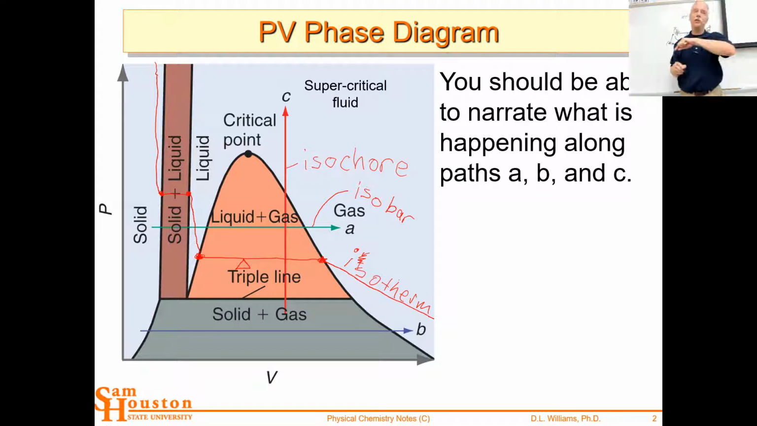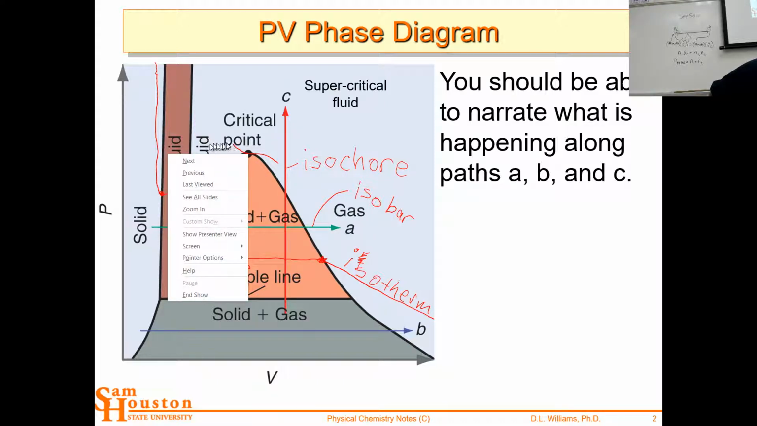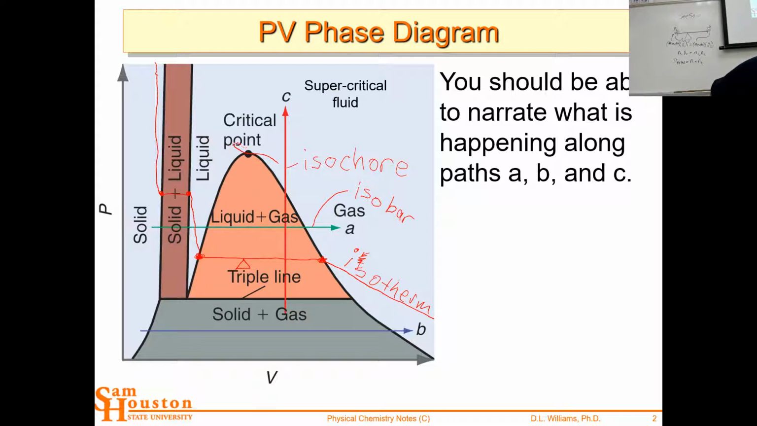Now there is an isotherm that goes through the critical point, and that would be TC. So the critical temperature goes right through this critical point. There is an E, okay. So hard to be accurate with this pen. It's better than the mouse. So that's the TC, the critical temperature isotherm, okay?